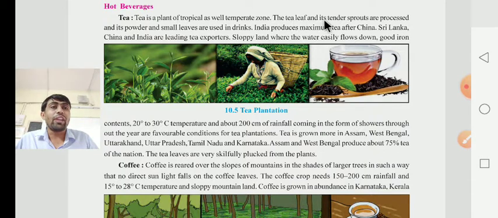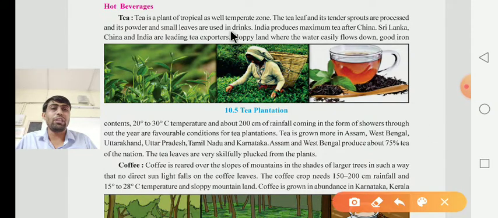The tea leaf and its tender sprouts are processed, and its powder, it means tea leaves, are also used in drinks. India produces the maximum tea after China. If you look at production, India produces the maximum tea after China. Sri Lanka, China and India are the leading tea exporters. Which are the nations of the leading tea export? Sri Lanka, China and India.